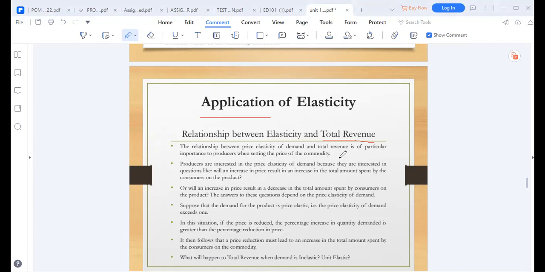We will be setting the prices for a commodity. So producers will always want to be informed about the price elasticity of demand before they are willing to increase the price. They want to know if the increase will result in consumers increasing the total amount that will be paid for the product. For instance, between ShopRite and Pick n Pay, if they want to increase the price of bread, they'll need to know how the market is. Especially in January, it is very elastic, very sensitive.